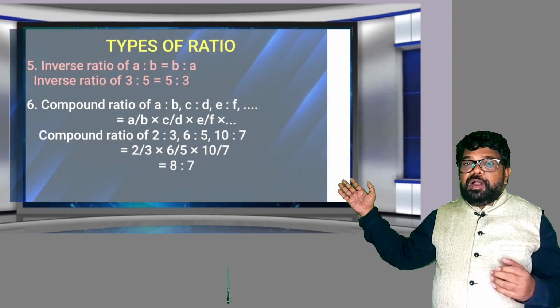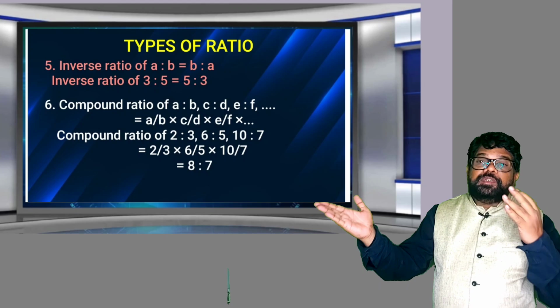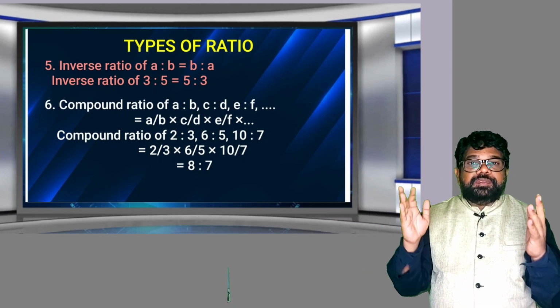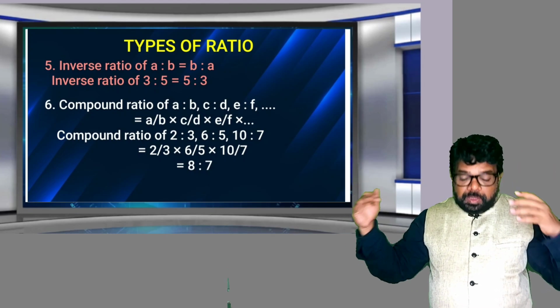Now the next one: what is the inverse ratio? What is the inverse ratio of A is to B? Inverse means reverse of the terms. The inverse ratio of A is to B is B is to A. The inverse ratio of 3 is to 5 is 5 is to 3.